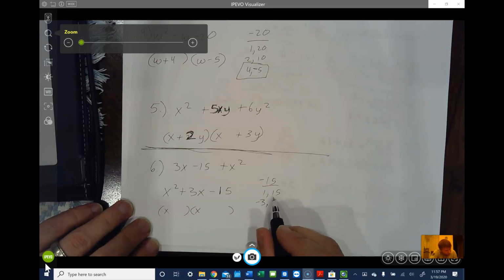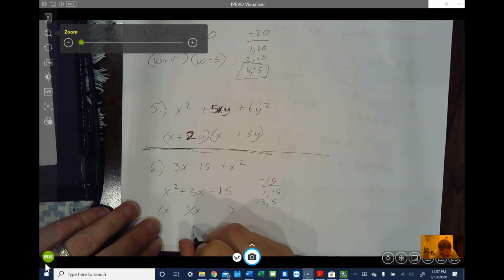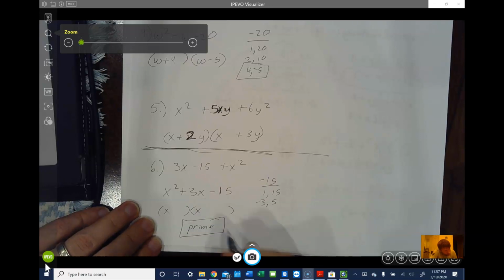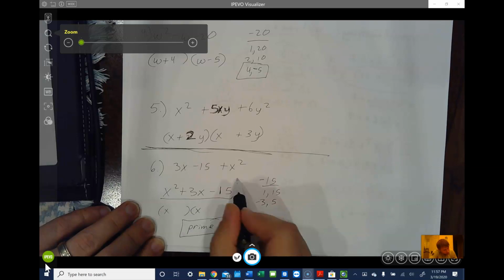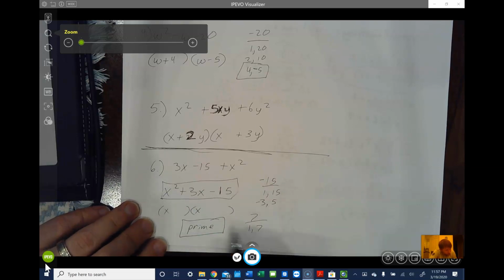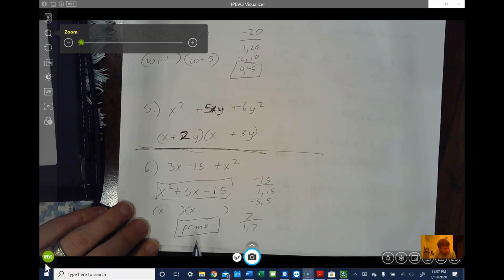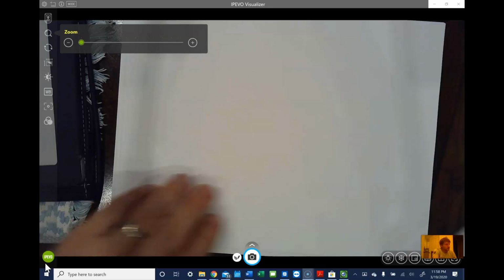When it will not factor, you say that this expression is a prime expression. Prime means it has no way to factor. It is only factorable by 1 and itself. It's just like 7 is a prime number because the only factors of 7 are 1 and 7. This polynomial is prime because nothing else besides 1 and itself will multiply to get that. So when it won't factor, you call that a prime polynomial. All right, another example.